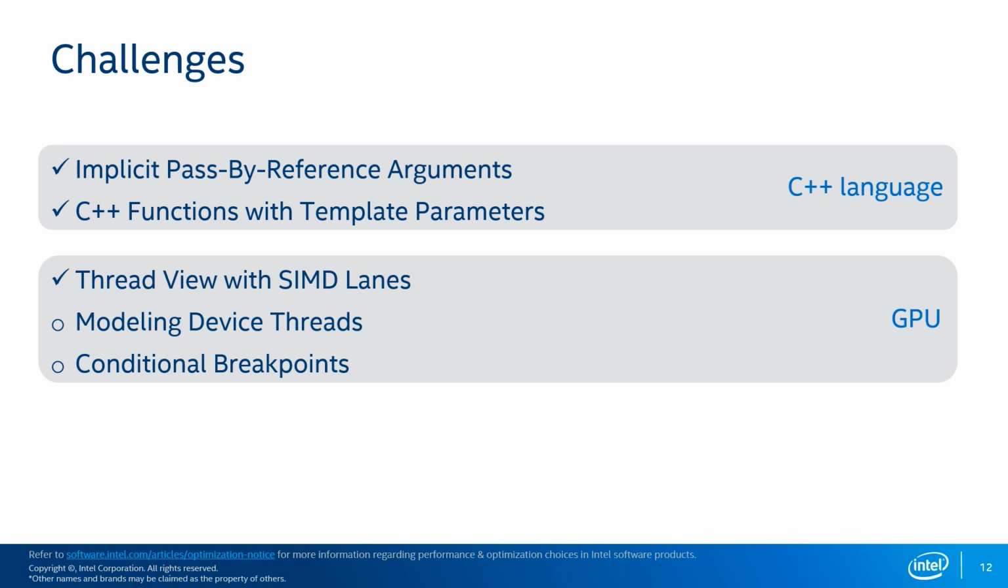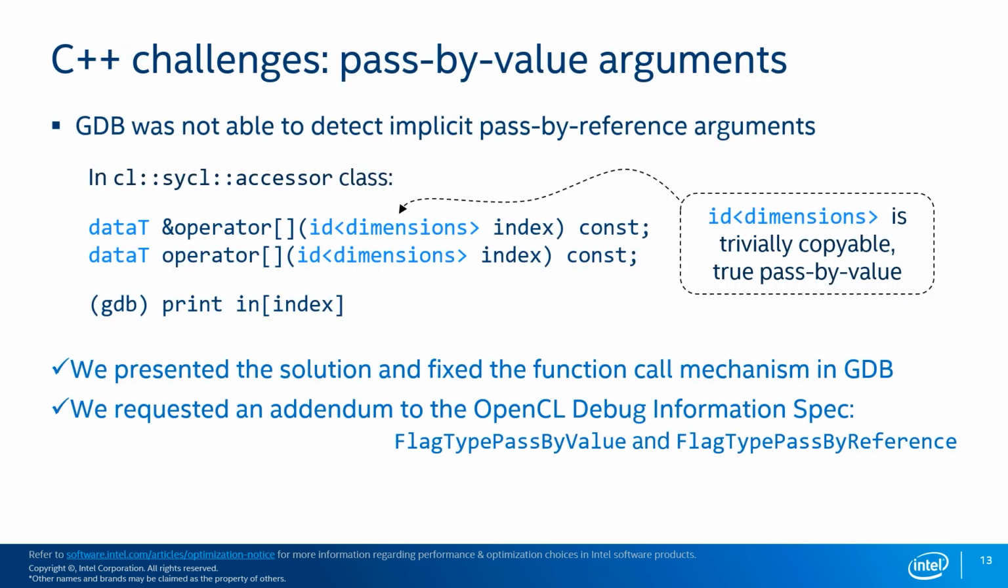Let's walk through them one by one. The C++ ABI defines that a pass-by-value argument can be implicitly pass-by-reference if the argument type is not trivially copyable. GDB had bugs in function evaluation and could not correctly determine implicit pass-by-reference arguments. It became especially noticeable in SYCL programs, where GDB did not correctly determine that the ID class is truly pass-by-value. That was breaking the print command with the square bracket operator from the accessor class.